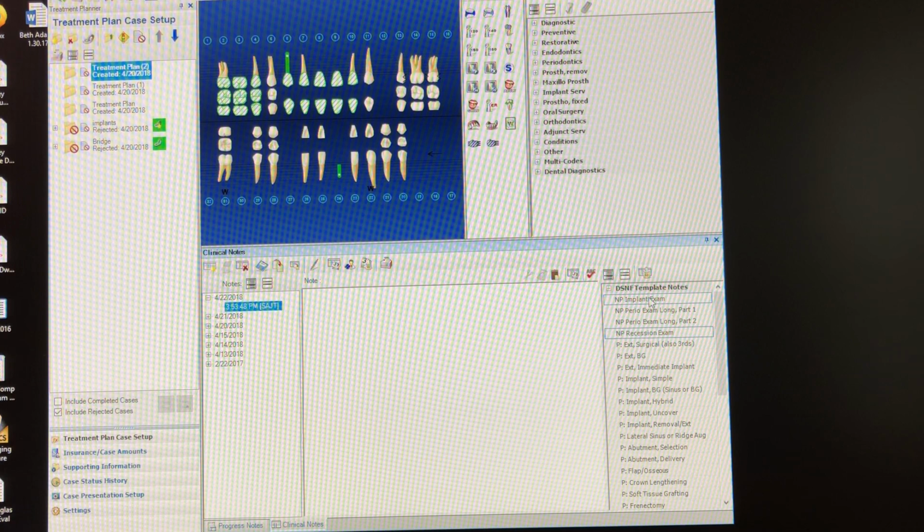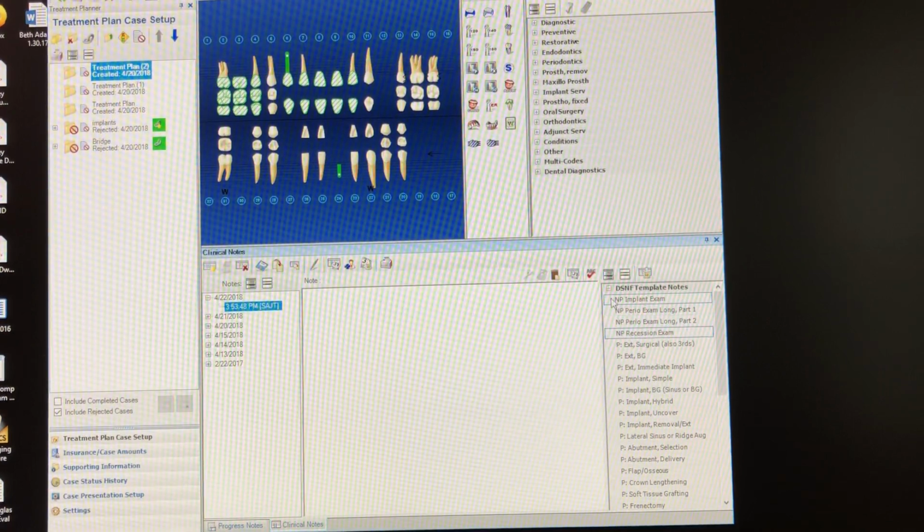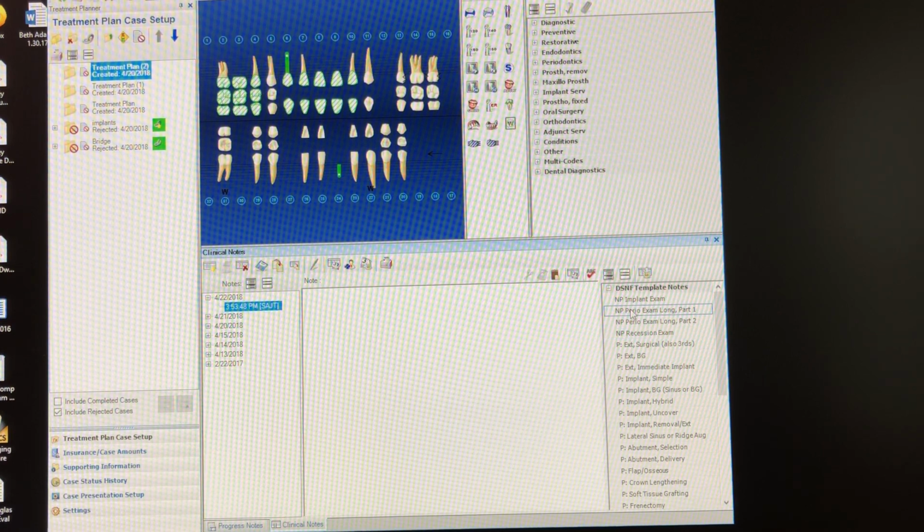So we have essentially 3 templates. 2 of them are part 1 and 2, and that's what we discussed before. That's for the perio exam, because you can't take a step away from the note when it's prompting you so that you can do a periodontal chart and do missing teeth. So that's why that one's split into 2. So let's just open this one up and take a look at it.